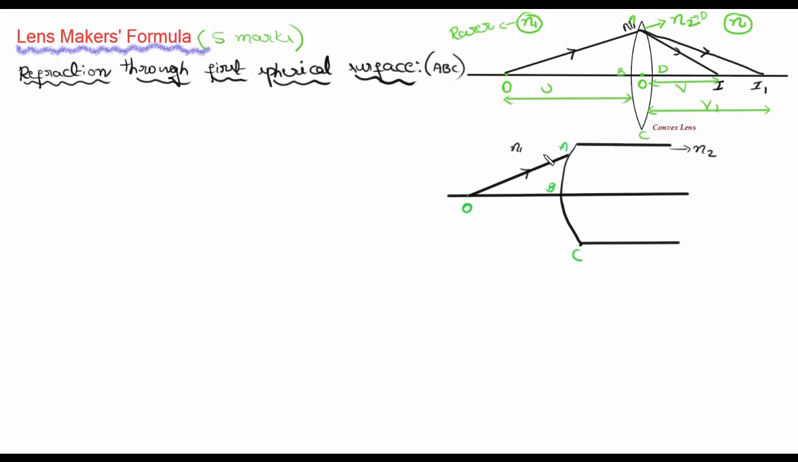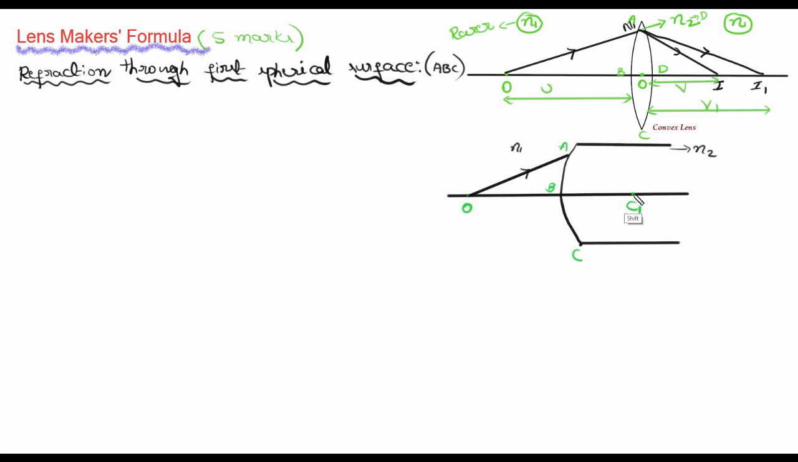If it is traveling from rarer to denser medium, it will bend towards the normal. If it is traveling from denser to rarer medium, it will bend away from the normal. Before we draw the refracted ray, we need to mark the center of curvature. For this spherical surface, the center of curvature is here. Since we have two centers of curvature, I am going to represent one as C1 and another as C2.